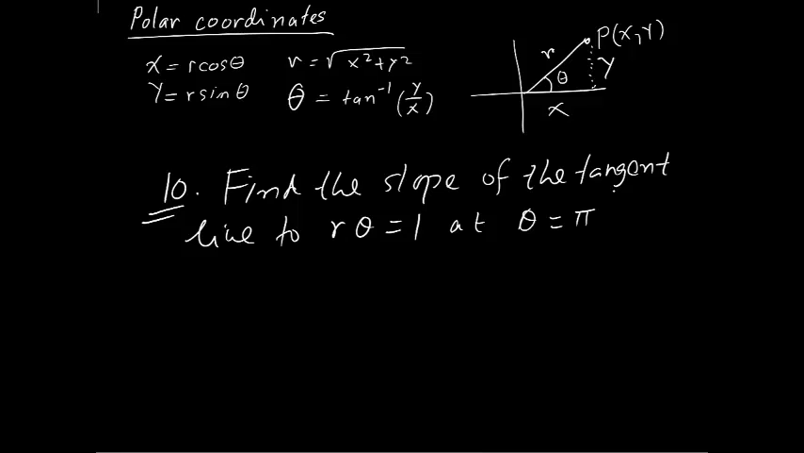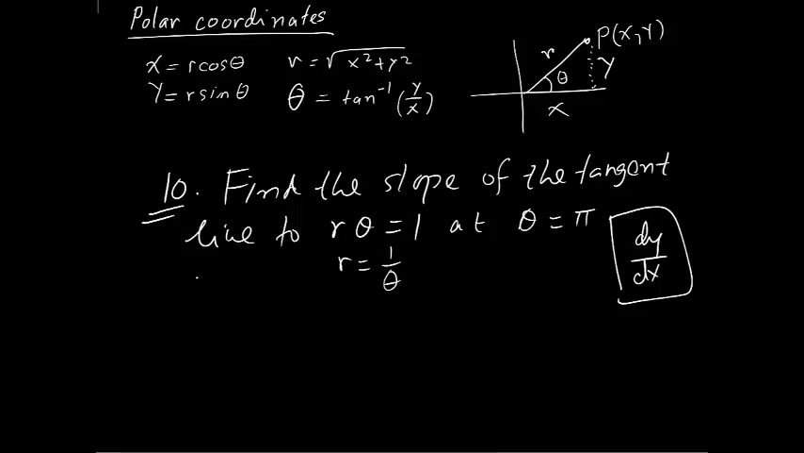No matter what it is, if you are looking for the slope of the tangent line, you need to find dy/dx. Is that true? We can do dy/dx two different ways. One is converting this equation to Cartesian form and then taking the derivative. But in this case, you do not have sine and cosine of theta.